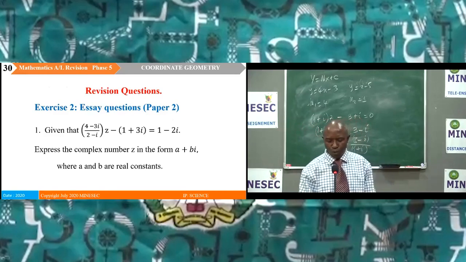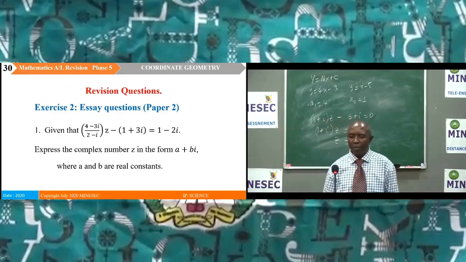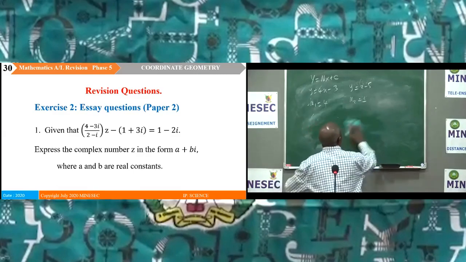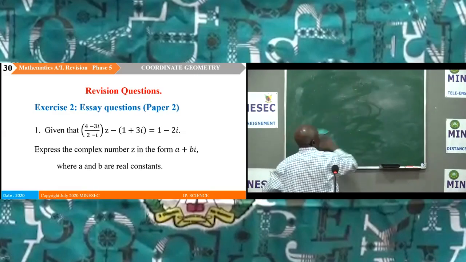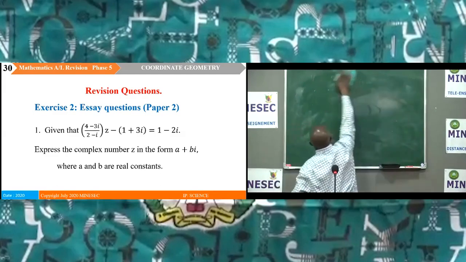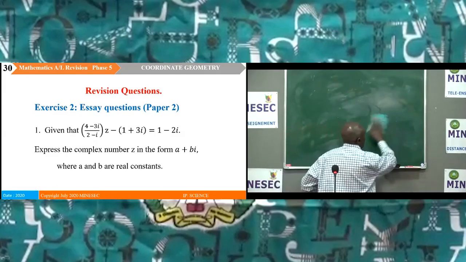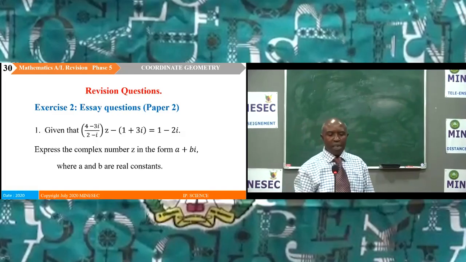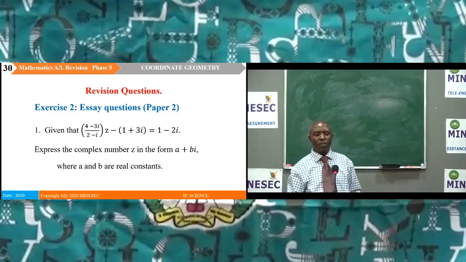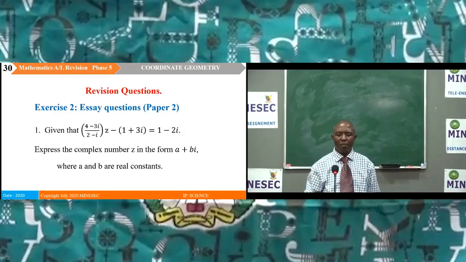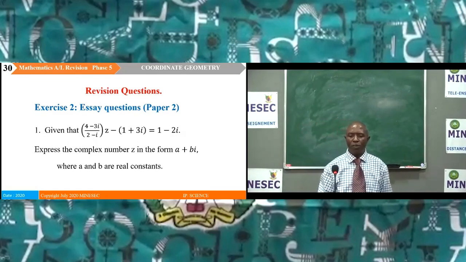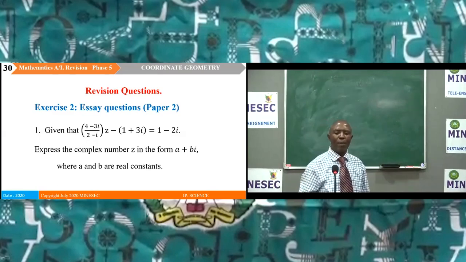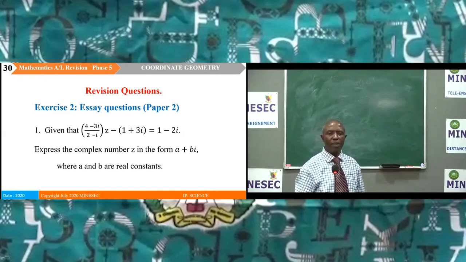Paper 2, essay type. Given that (4 minus 3i) divided by (2 minus i), z minus all that, 1 plus 3i, equal to that. Express the complex number z in the form a plus bi, where a and b are real numbers.